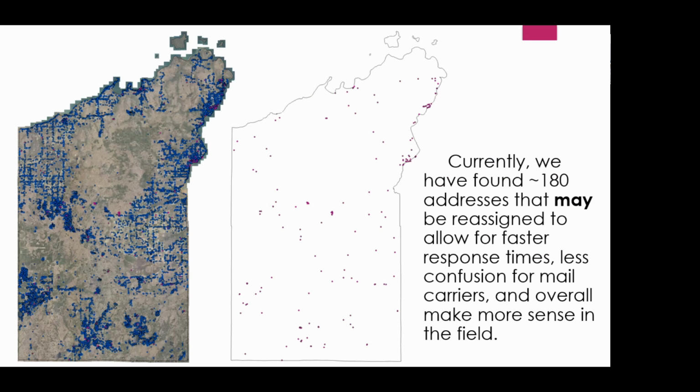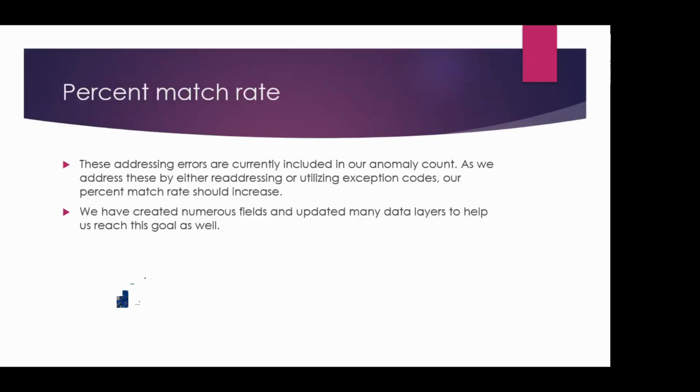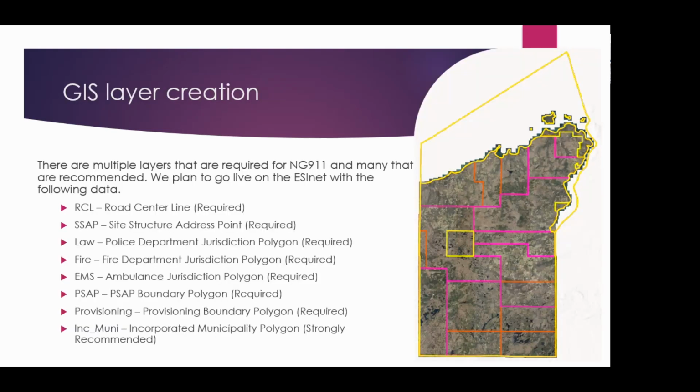Currently, we have around 180 addresses that may be reassigned. And we're doing this with the goal to reach a 98% match rate to go live with our new system. These addresses are errors currently included in our anomaly count, although there's nothing we can do about them in the meantime, so we're sort of just ignoring them. And then we also have created numerous fields and updated many layers to help us reach this. So some of these layers included to go live are our RCL, our site address points. We have a police, fire, and ambulance layer, which I have in the picture here, our provisioning boundary, PSET boundary, and our incorporated municipality polygon.